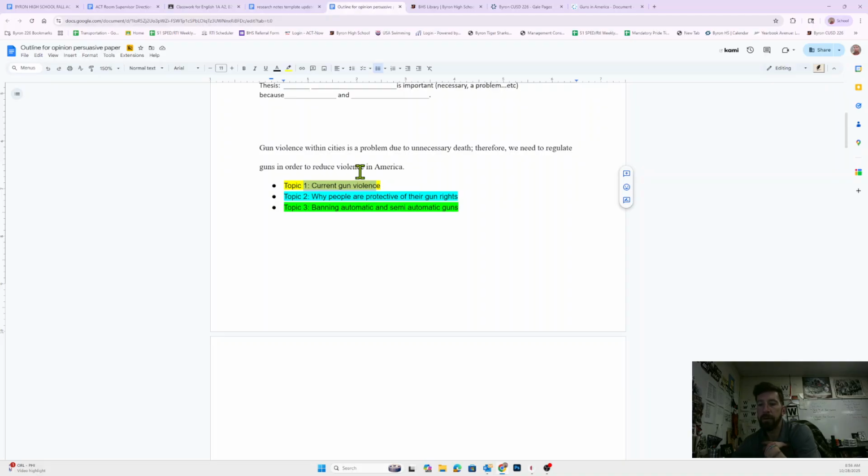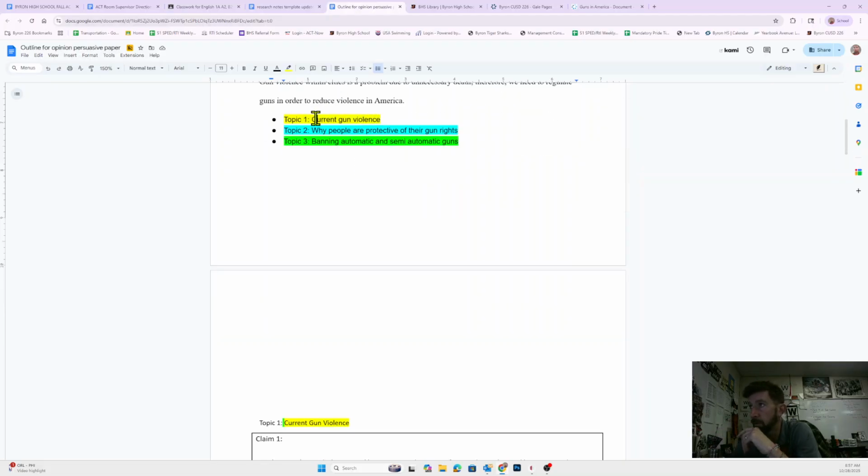So if I were a person and I was making an argument about something, I would basically say, all right, here's my theory, here's my point, but before I get to that point, I'm going to back it up with a lot of background information, a lot of stuff that kind of beefs up my point, right? And that's what this topic is going to do, right? So that's why I have this one. The second one is probably going to be more about gun ownership. It could move to why people are so protective of their gun rights, right?